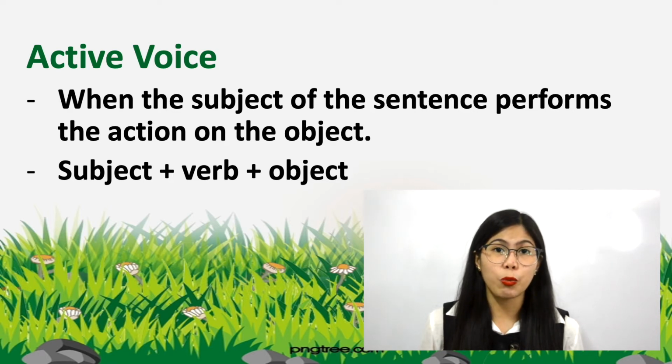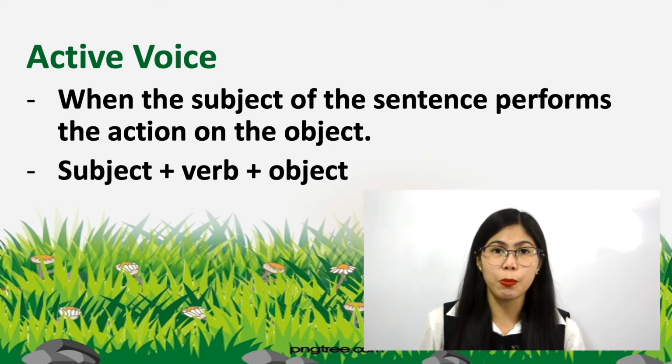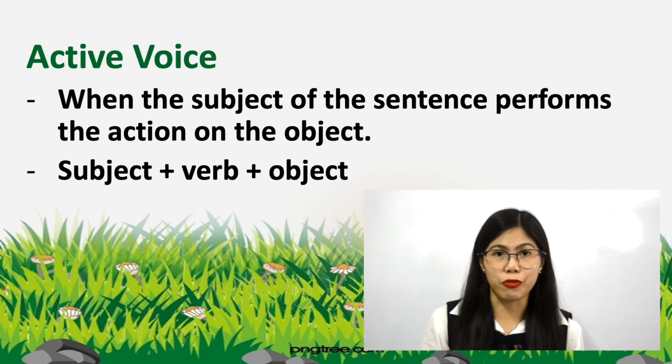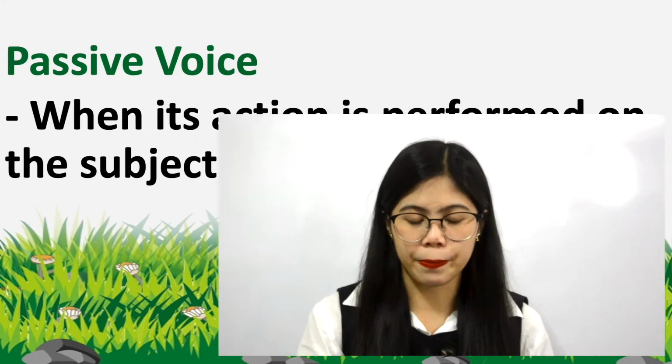One thing that will help you identify if the sentence is in the active voice is when the subject is found in the beginning part of the sentence or statement, followed by a verb, and then an object. So we have the formula subject plus verb plus object.